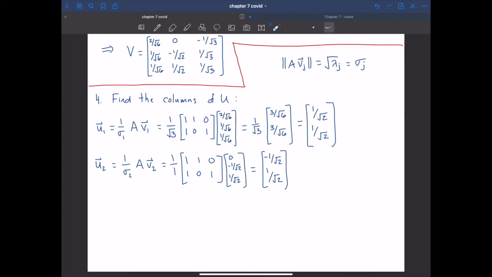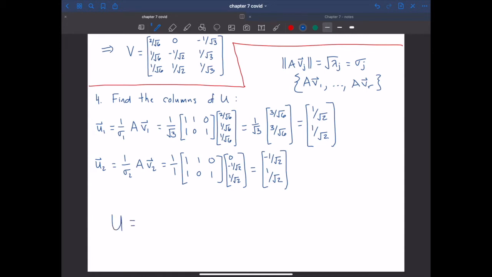Now, another fact we should notice is that this vector we found here should be orthogonal to this vector. This came from that big proof we showed last class that the vectors AV1 all the way up to AVr, where r is the rank of the matrix, are an orthogonal basis for the column space. In particular, that means AV1 and AV2 have to be orthogonal to each other. So we found these two columns, and U is just going to be a 2 by 2 matrix, so that's all we need.